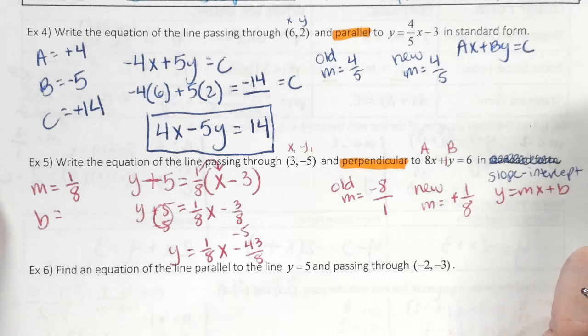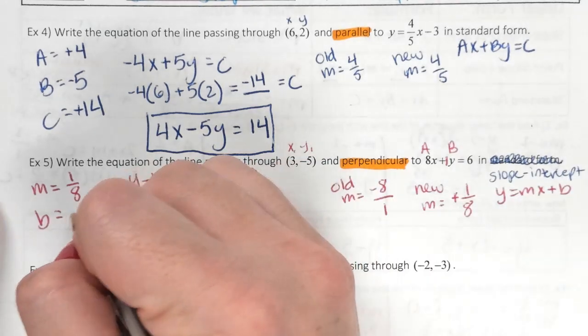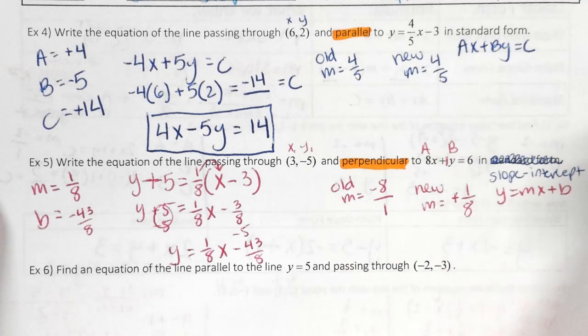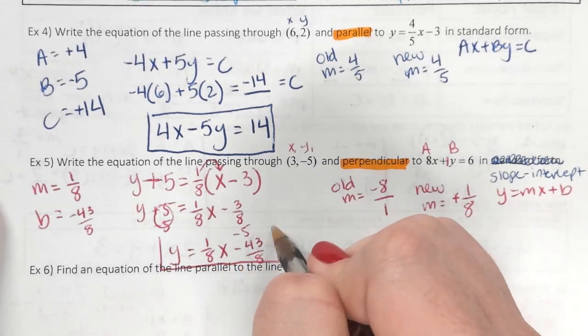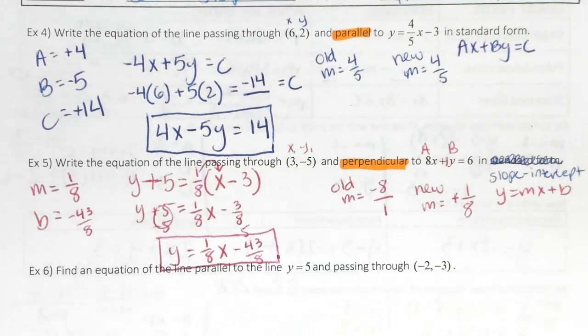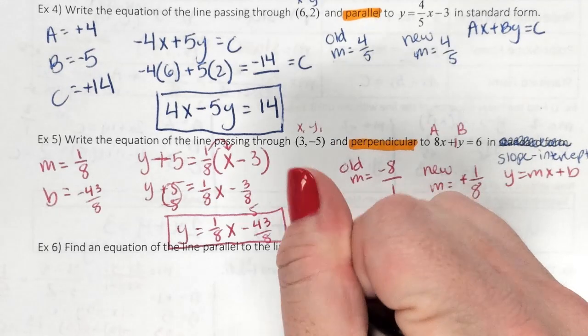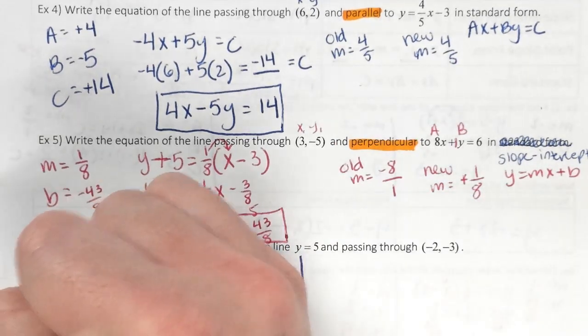So what's your y-intercept? -43 over 8. It's gross. You wouldn't want to graph this, but that's your answer, so you're done. Because slope-intercept form is just when y is alone. Okay, the next one is a special case. I know it says parallel, but we're going to do parallel and perpendicular because I want to have that conversation.